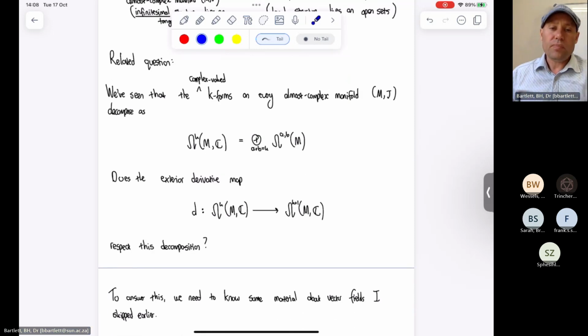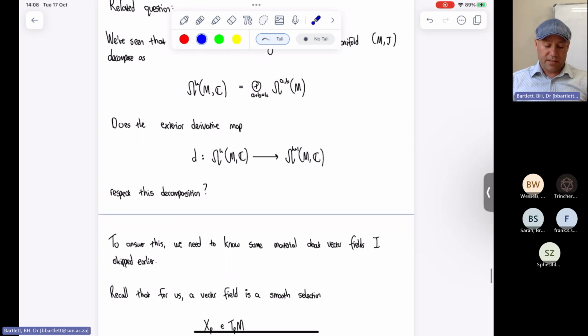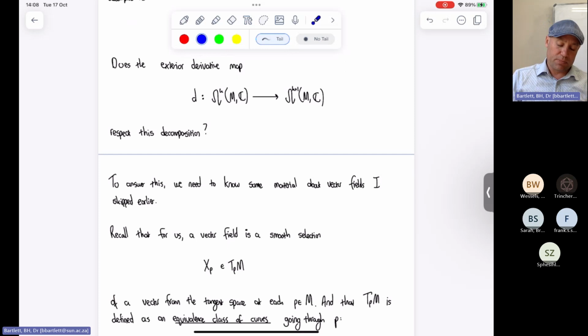So to answer this, we're actually going to need to know some material about vector fields that I skipped earlier in lectures 1 and 2 when I was going over smooth manifolds. So there was some material that we do need to know if we're going to answer this question now. So let's cover that material now. So recall that for us, a vector field is a smooth section, or a smooth selection, shall I say, of a vector at every point P in the tangent space of the manifold at P.